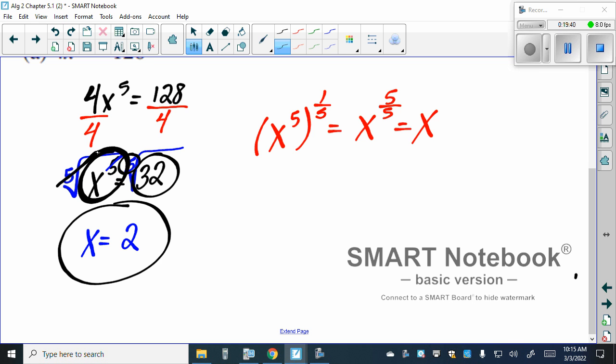That means we also have 4 complex roots because of the fundamental theorem of algebra. The degree tells us how many solutions we have. 5. We know only one of them is real. The other 4 have to be complex.